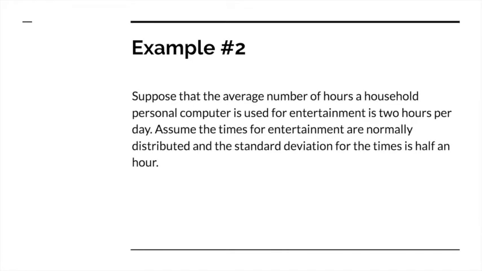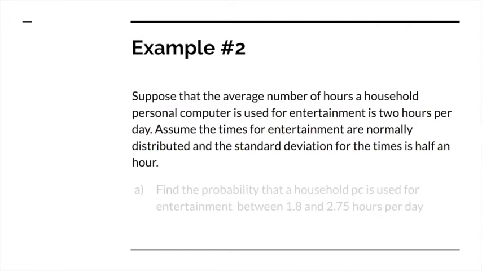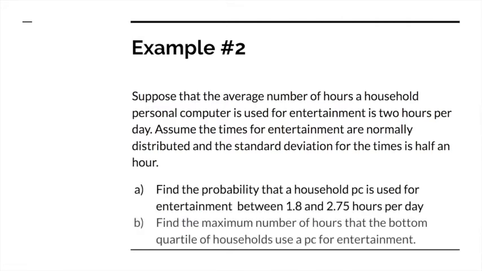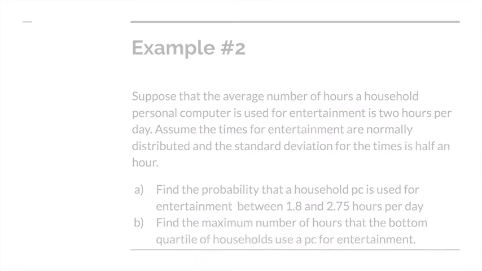In example number 2, we have household PC usage for entertainment. We're told the mean is 2 and the standard deviation is 1/2. So we'll switch back to the document camera to answer these 2 questions. First one is the probability that a PC is used between 1.8 and 2.75 hours. And then the second question is another quartile question.